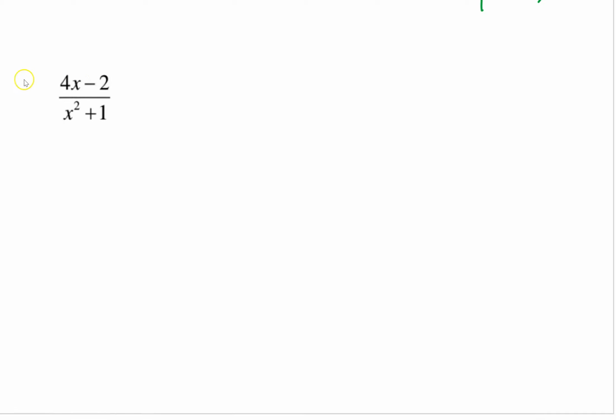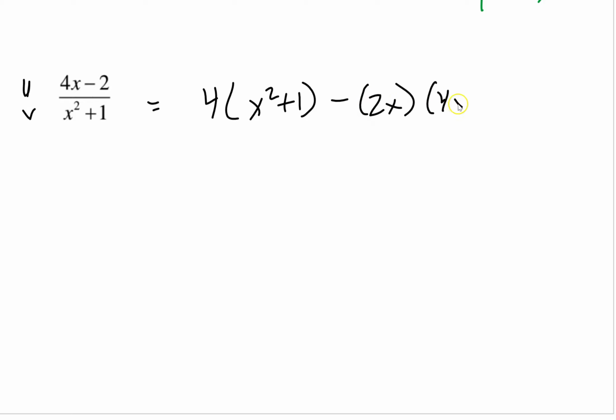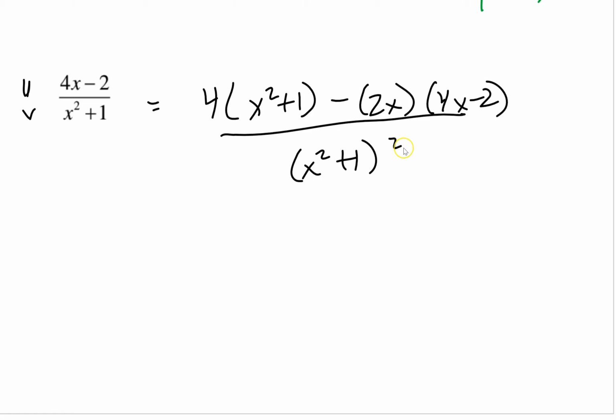The next one, definitely have to use the quotient rule, right? So I can't separate this as u and v. We'll just do this one faster. Derivative of the top, so 4 times the bottom left alone, x squared plus 1. Minus, let's flip this, the derivative of the bottom, 2x, times the top left alone, 4x minus 2. All over the bottom squared, x squared plus 1 squared.